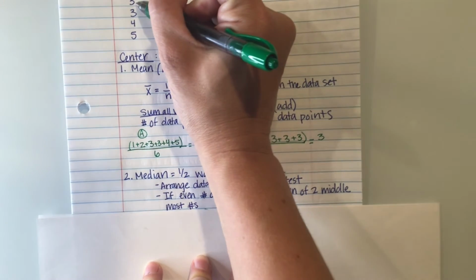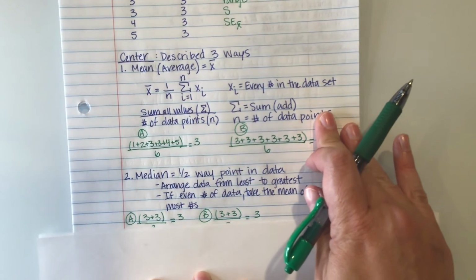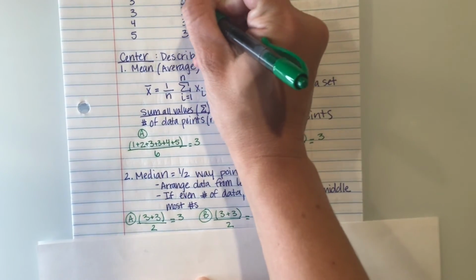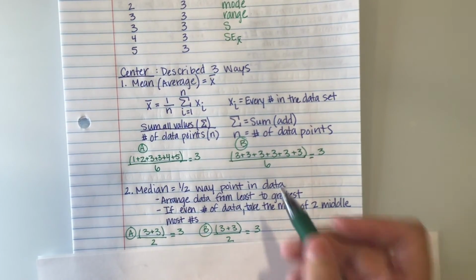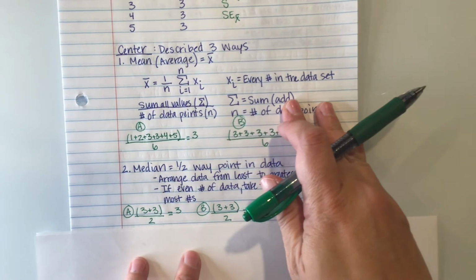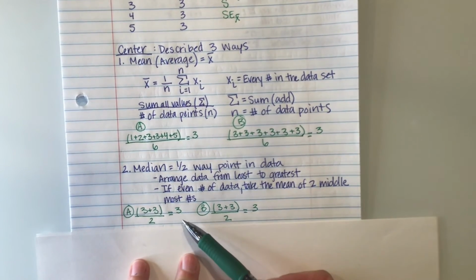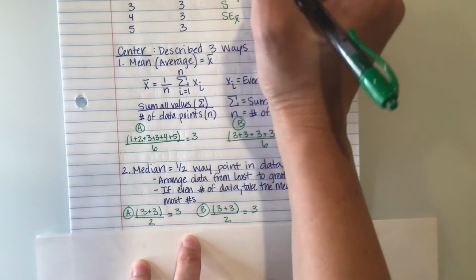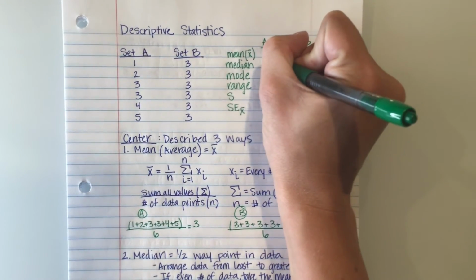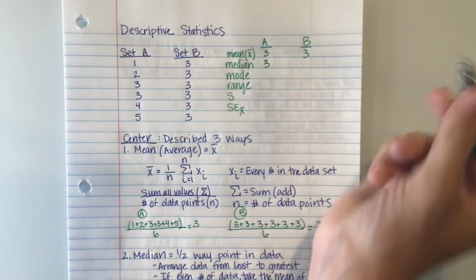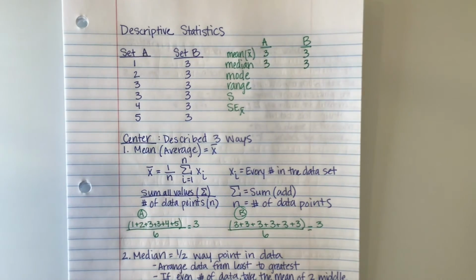So in set A, that's going to be 3 plus 3 divided by 2. And in set B, that's going to be 3 plus 3 divided by 2. So you'll notice in my quick calculation here, when I look at the median for both data sets, they both came out 3. I'm going to go ahead and add that to my table up top here. My median for set A was 3, and my median for set B was also 3.